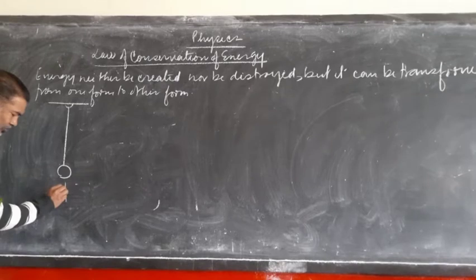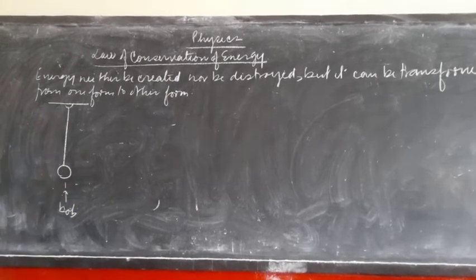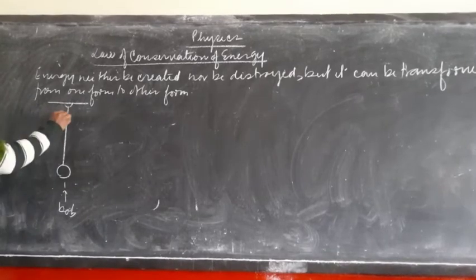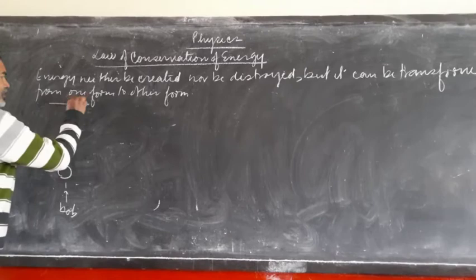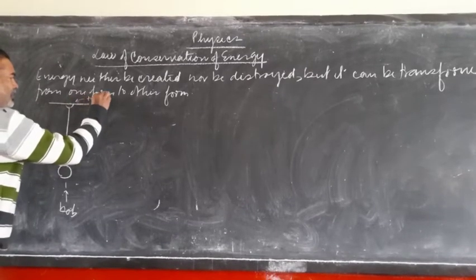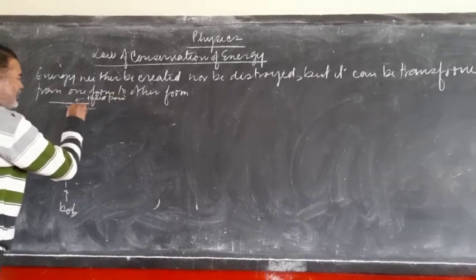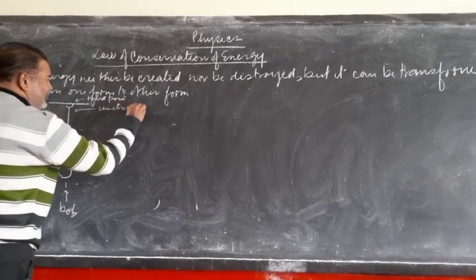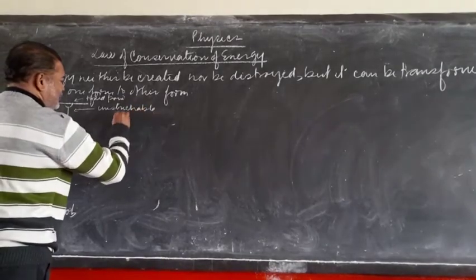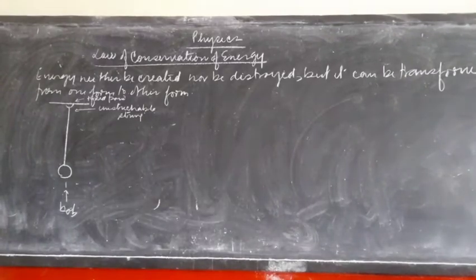This is known as the bob, which is hung through an unstretchable string from a fixed point. This one is the fixed point, and this is the unstretchable string. This is known as a simple pendulum.